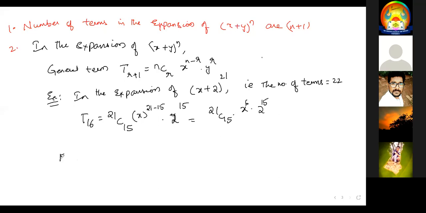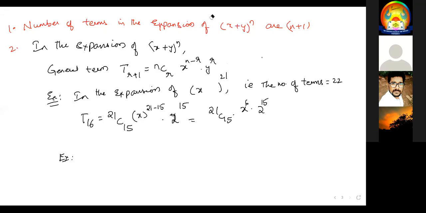Why 2? Which one? 2 is there here. In the place of y, I gave 2. That's why. Actually it is y only, but in the place of y, I gave 2. In the same way, can anyone say, in the expansion of x plus 3 whole power 15, I want T7 and T10.